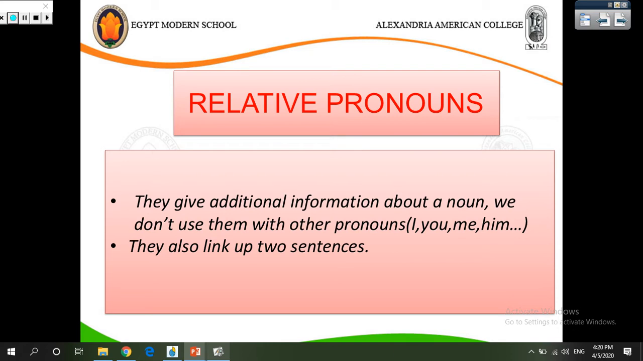We don't use them with other pronouns. We don't use them with he, she, you, me, my. We don't use them with whatever a pronoun we have. They also link up two sentences, like the conjunctions but, and, so.